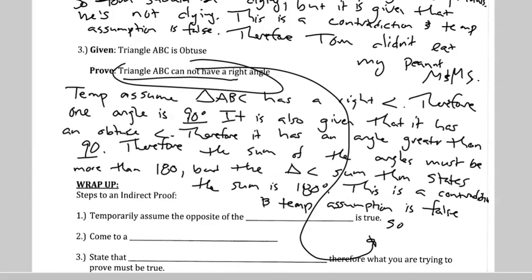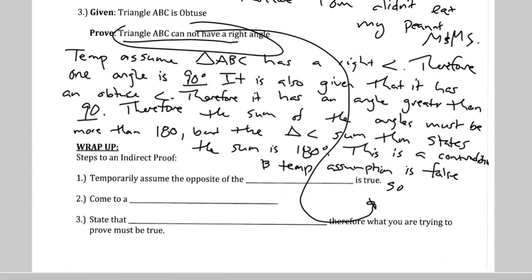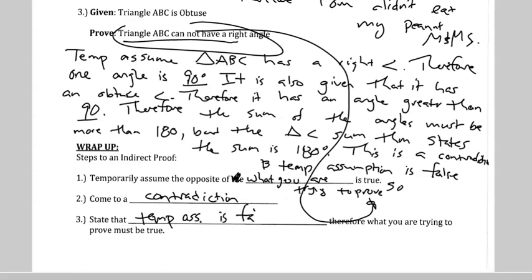Okay, so let's go ahead and do the wrap up and then we are done and done. Temporarily assume the opposite of what you're trying to prove. Come to a contradiction and state it's a contradiction. State that the temp assumption is false. Therefore, what you're trying to prove must be true.